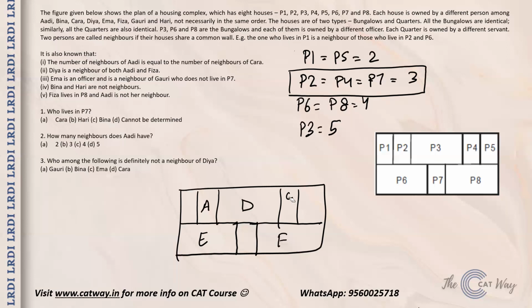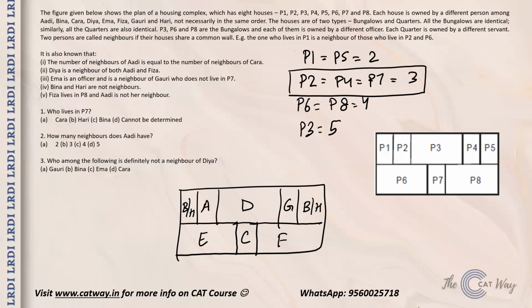Let's make cases then. Let's say Kara comes over here. Now for B and H to not be neighbors of each other, one of them will go over here and one of them will come over here, or in any of the places. So let's say this is the case, and in that case, G will be living over here.